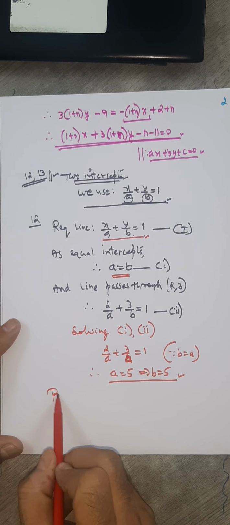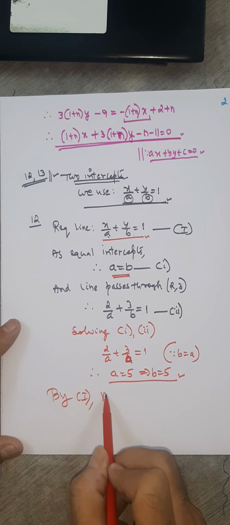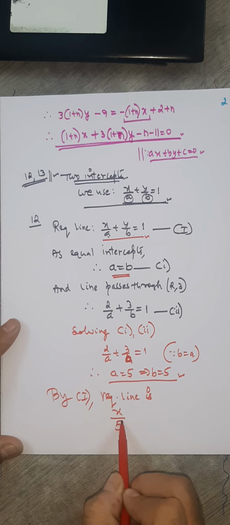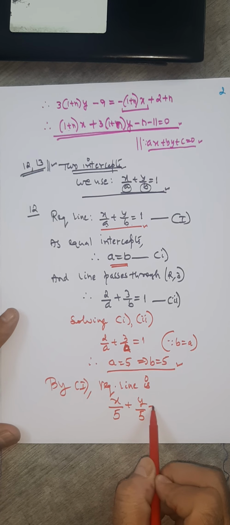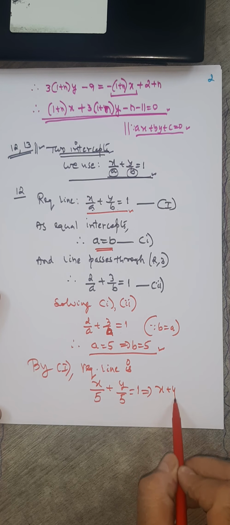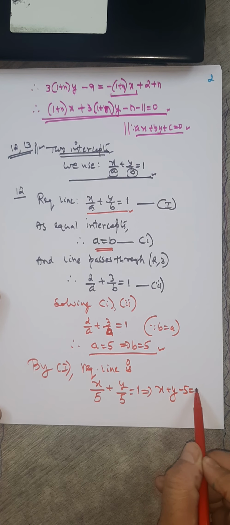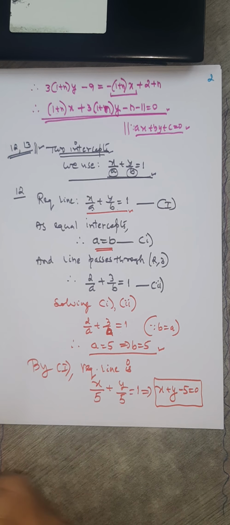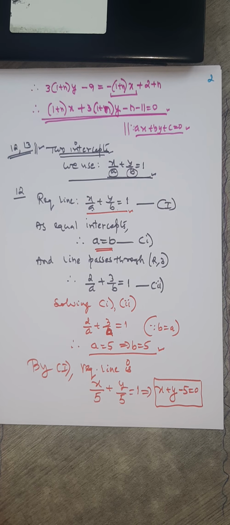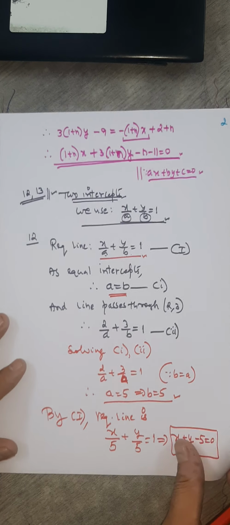So now the main equation. By main equation 1, the required line is x upon 5 plus y upon 5 equals to 1. It implies you'll get x plus y equals to 5. So I'll write minus 5 equals to 0. This is our required line. Which question? 12th question. What's your required line in the 12th question? X plus y minus 5 equals to 0. Question number 13: the flow of the solution will be the same as in the 12th question. Their conditions might be different.